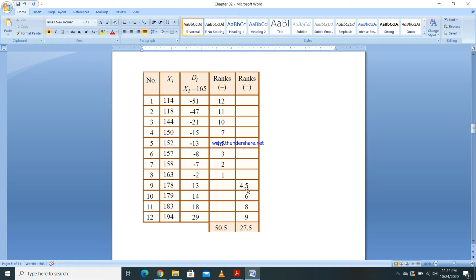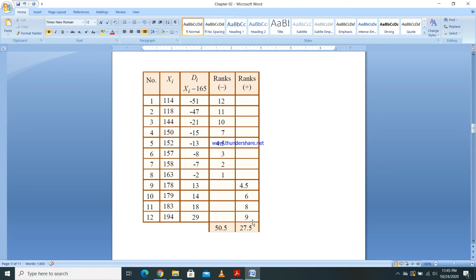Then you have 6 for the next one. So the next minimum is 14. You have 6 here. The next absolute minimum is 15, so you have 7. The next one is 18, you have 8. The next one is 29, you have 9.